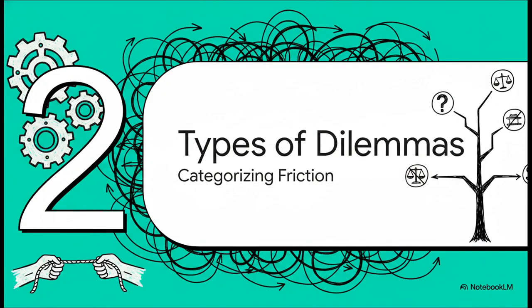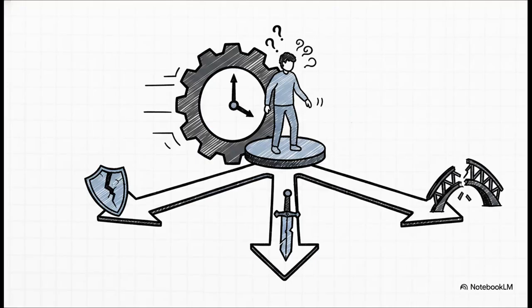Moving on to Section 2, Types of Ethical Dilemmas. Let's categorize the specific types of friction you're actually going to encounter. Okay, before we look at the types, how do you even know you're in a dilemma? Well, 3 simultaneous conditions must be met. First, it has to be an inevitable situation demanding a decision. Second, you need different courses of action to choose from. And third, any choice you make compromises an ethical principle.